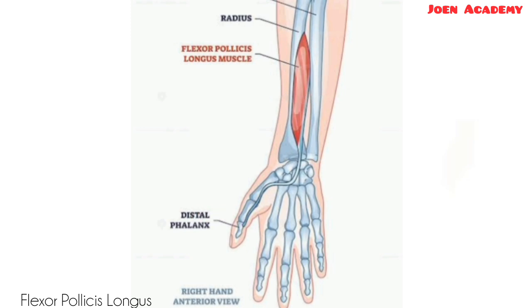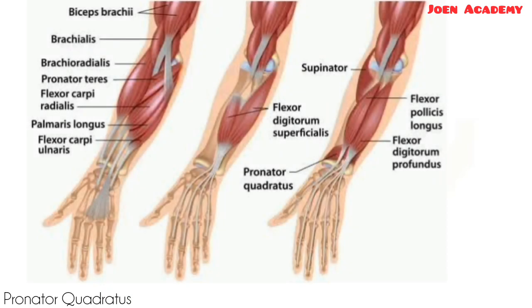The function of this muscle is that it flexes the interphalangeal joint and metacarpophalangeal joint of the thumb. The nerve supply to this muscle is by the median nerve, anterior interosseous branch. The last muscle of the anterior compartment of the forearm, which is the pronator quadratus, is a square-shaped muscle found deep to the tendons of the flexor digitorum profundus and flexor pollicis longus.